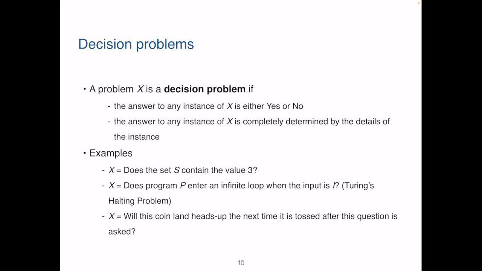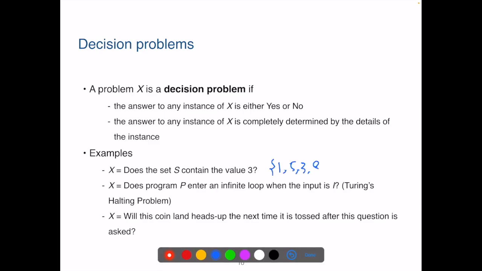For example, let X be: does the set S contain the value 3? And the input instance should be a well-defined set, such as 1, 5, 3, 8, 7. This is a decision problem. The second example is the famous Turing's halting problem. This is a decision problem, even though we know there is no algorithm that can solve it for all possible programs and inputs. This shows some decision problems are easy and some can be very hard.